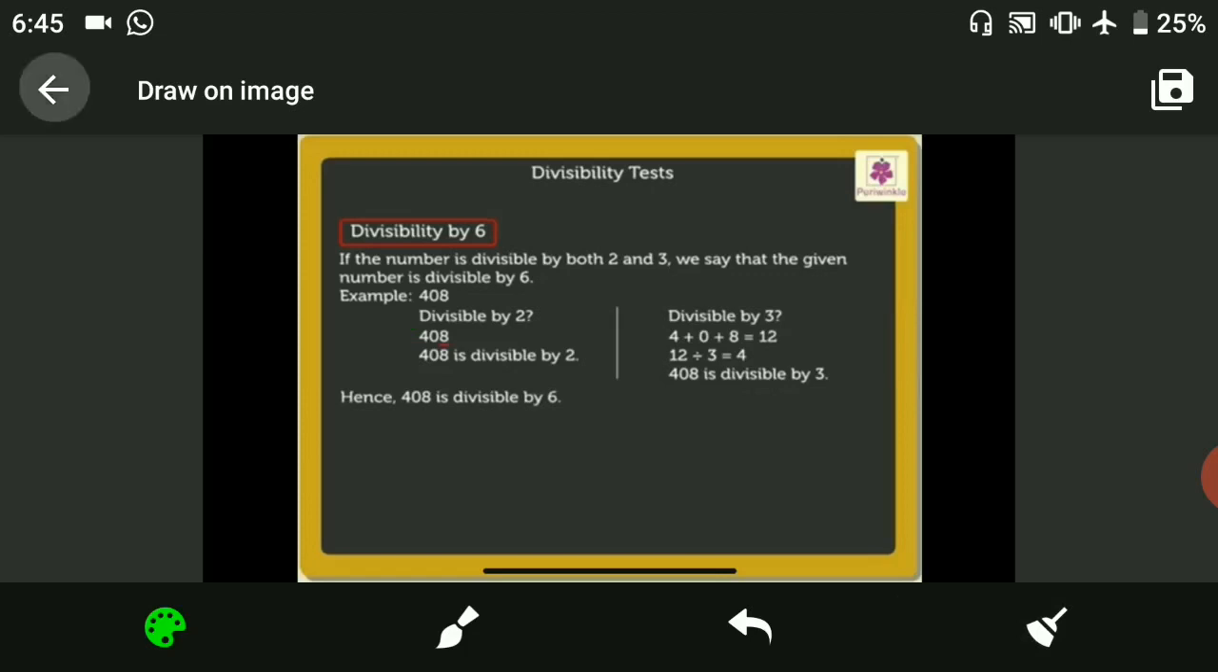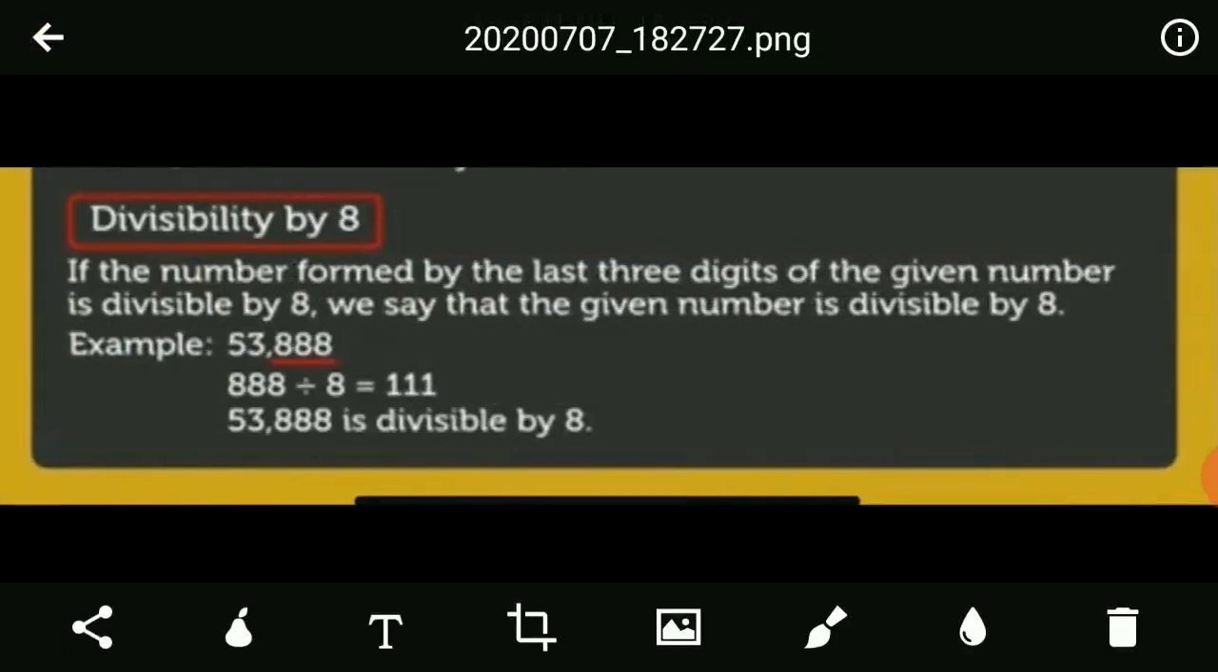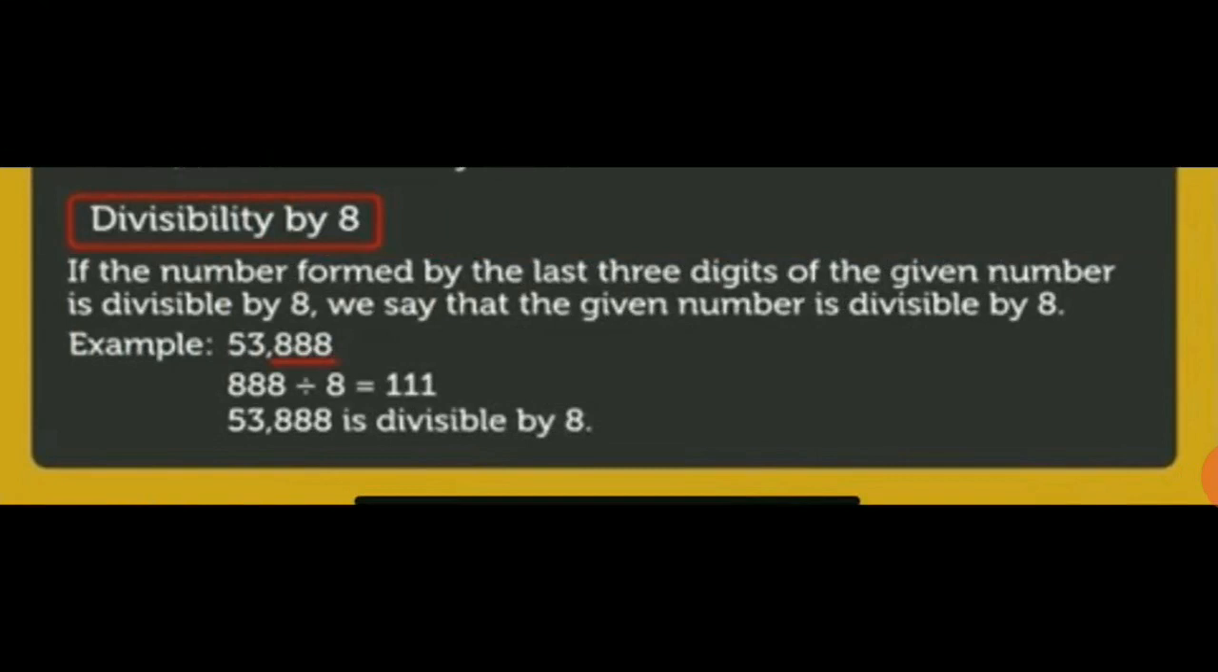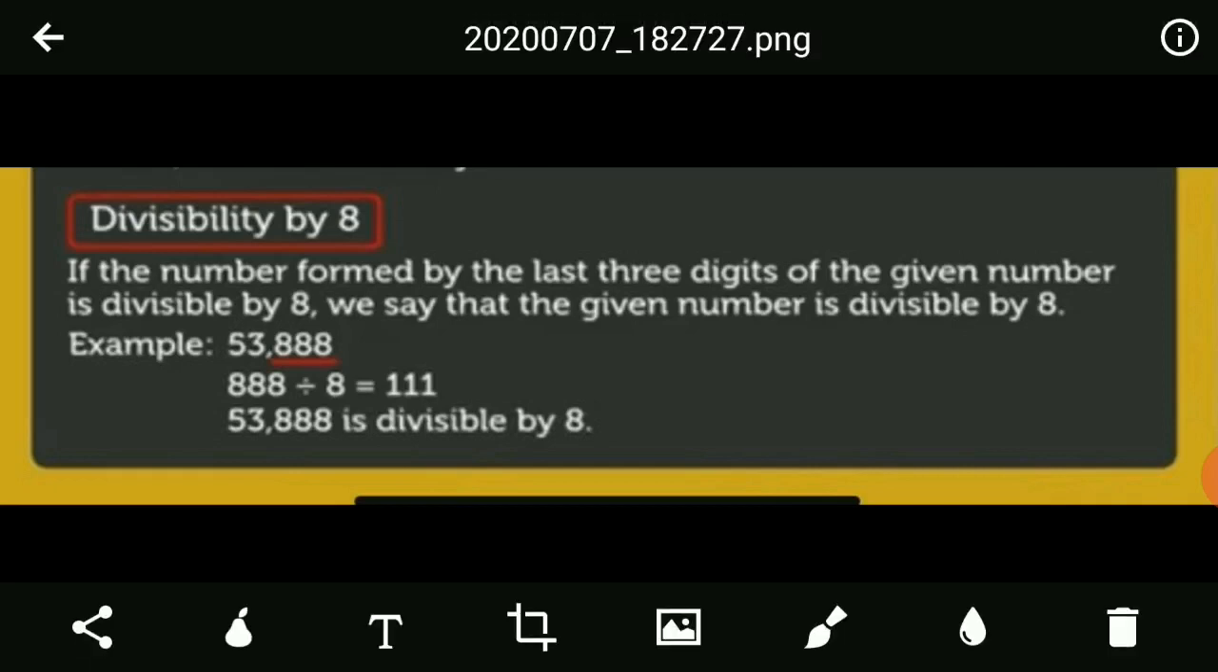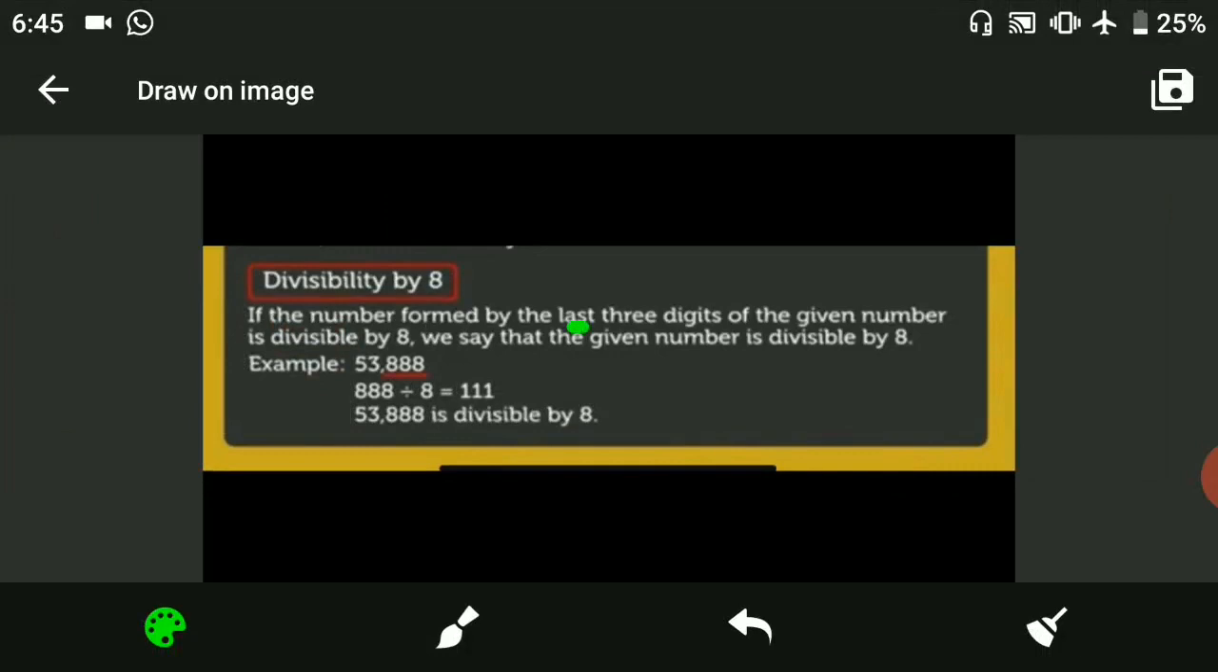Clear? Now we will check divisibility by 8. As I said, in 2 you have to see the last number. Last number, if it is even, then you can say that it is divisible by 2. In case of 4, you have to see the last 2 digits. If the last 2 digits are divisible by 4, you can say that the whole number is divisible by 4. In case of divisibility by 8, you have to check the last 3 digits. So the last 3 digits should be divisible by 8.